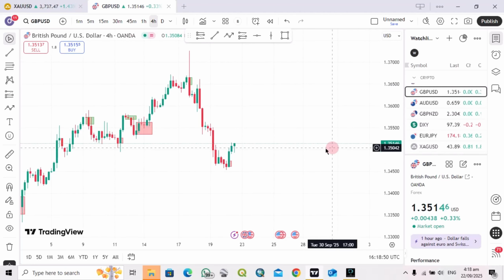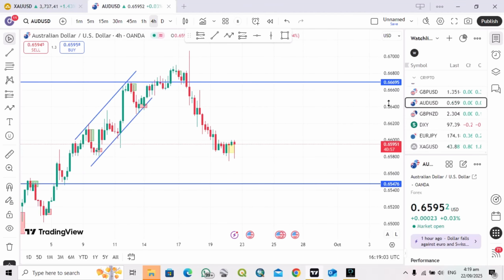You can go to the GBP USD. You can see that the USD is buying the pound at a rate of 1.3, right? Then we have the AUD USD. This is the American dollar, and it is buying the AUD at a cost of currently 0.65. So that is how the various currencies trade, how they buy and sell.